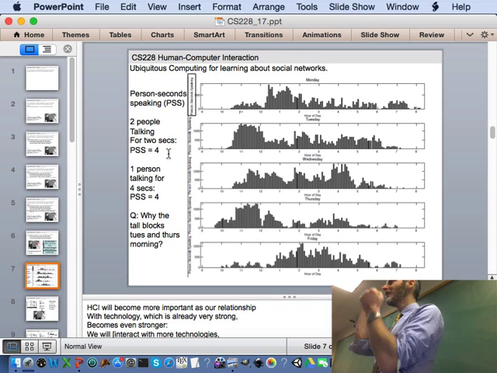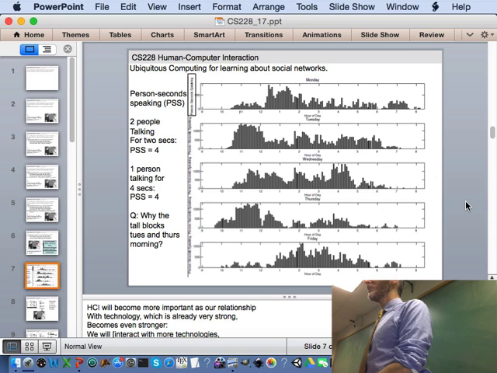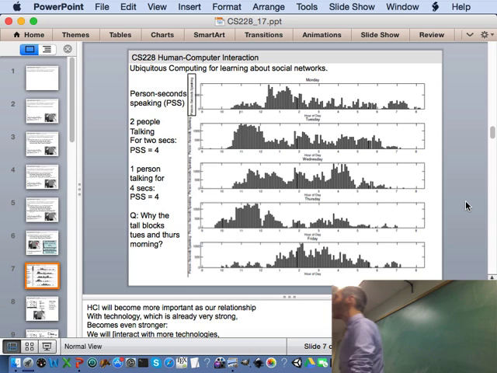And already, just with that raw data, you can start to see some pattern in this data. What is it? You'll notice there are relatively tall blocks Tuesday and Thursday morning. Why? Class schedule, right? And it was probably a seminar rather than a lecture. Why? I don't know, but that would be my guess.